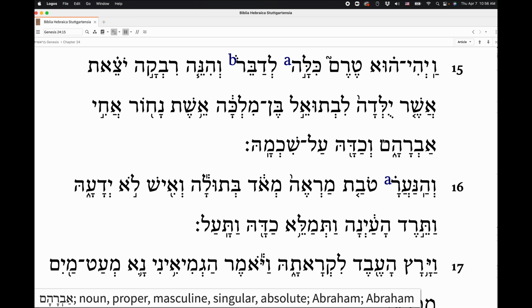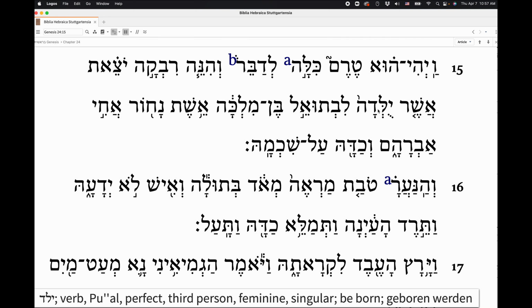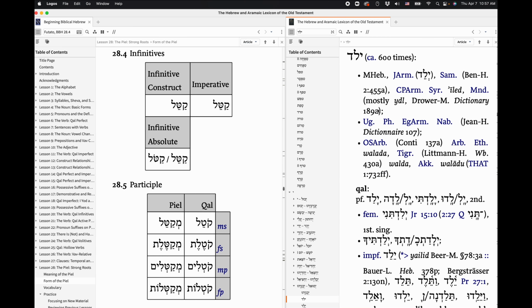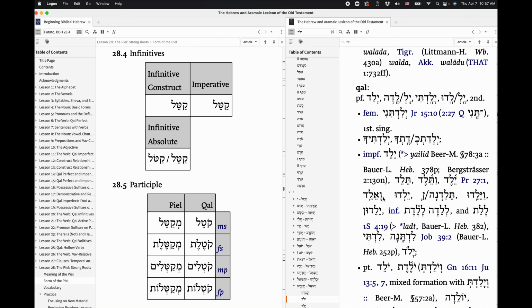So Yalad means, well, here it's Yulladah. This would be she bore or she gave birth. And in the passive, it would mean something like she was given birth or she was born. But that's a little unusual because we've got the third hey, the qamets-hey here. So what I'm going to do is look this verb up in my lexicon, and go specifically to the Pual entries and see what it means in the Pual.